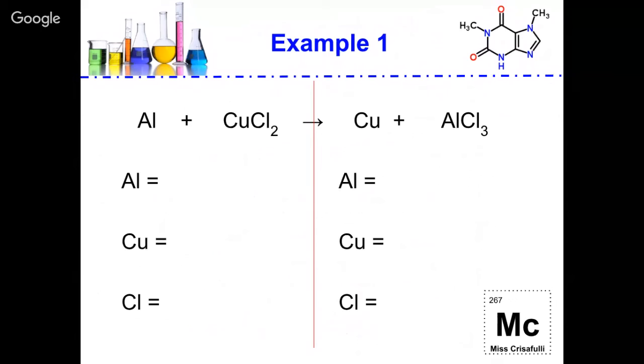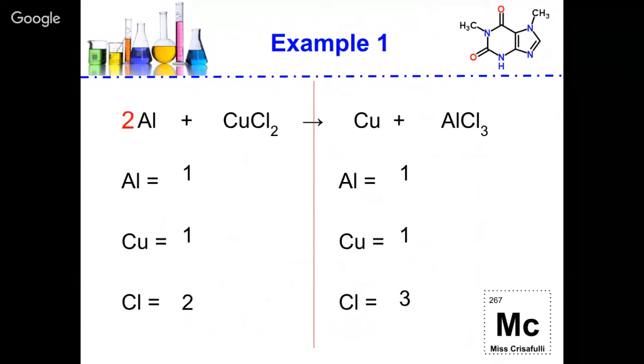However, I want to keep track of them separately. So first thing I'm going to do is write down how many of each element I have on the left, and then I'm going to write down how many of each element I have on the right. So on the left, I have 1 aluminum, 1 copper, 2 chlorines. And on the right, I have 1 aluminum, 1 copper, but 3 chlorines. So now when I'm looking to see what I want to make balance, I need to balance my chlorine. So let's go through that process.